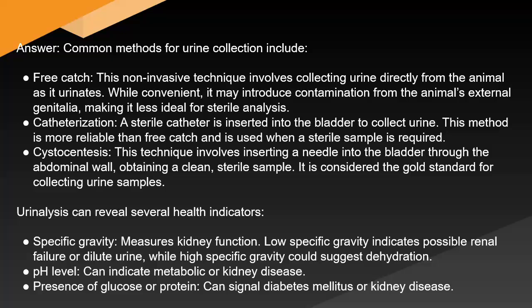Urinalysis can reveal several health indicators. Specific gravity measures kidney function. Low specific gravity indicates possible renal failure or dilute urine, while high specific gravity could suggest dehydration. pH level can indicate metabolic or kidney disease. Presence of glucose or protein can signal diabetes mellitus or kidney disease.